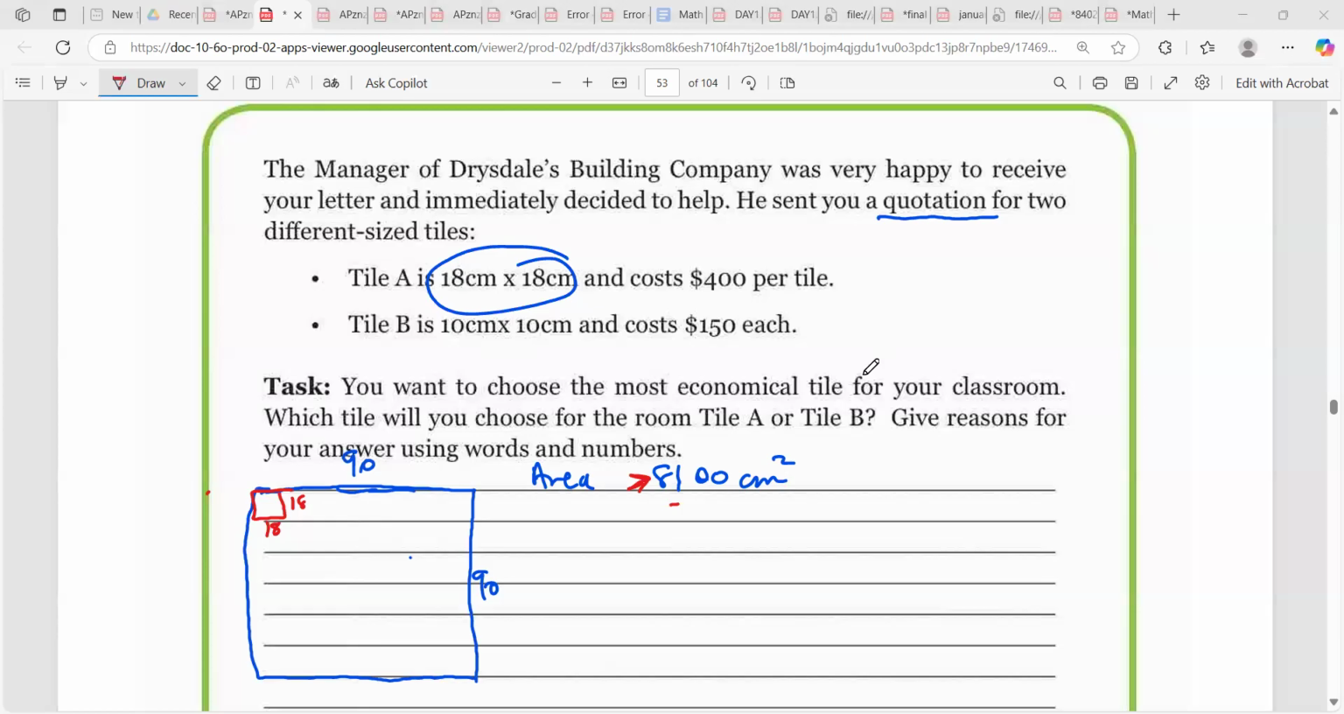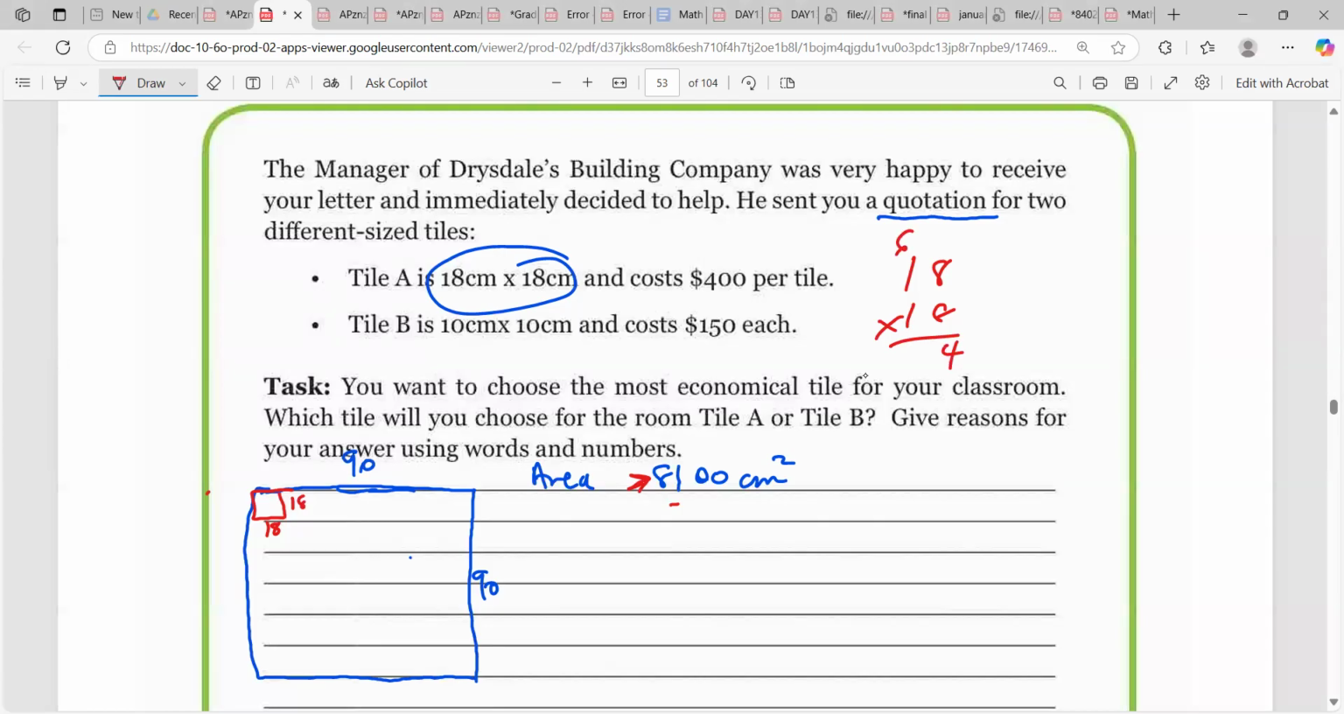Who wants to volunteer? I say you multiply 18 times 18. 18 by 18. Very good. You guys are awesome. So we multiply 18 by 18 to find out what the area of one of the tiles is.